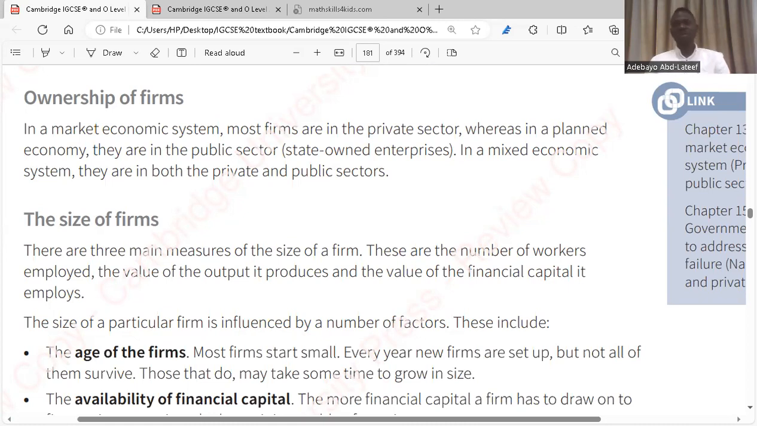Do you understand what we're talking about here? Yes. So now we're talking about classifying firms based on their ownership, whether private or public sector. Is it clear? Yes. If it's a private sector, it means that individuals and private firms own the business. If it is a public sector, it means that it is state-owned. That means the government of that country controls those firms.